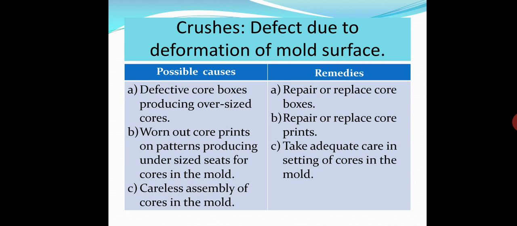Next is crosses. Defect due to deformation of mold surface. Defective core boxes producing oversized cores, or worn out core prints on patterns producing undersized seats for cores in the mold, or careless assembly of cores in the mold. So crosses, defect due to deformation of mold surface, basically occurs due to defective core box or core print or assembly of core in the mold. So to avoid this, we have to watch the core box. Repair or replace core boxes if it is defective. Repair or replace core prints of the pattern. Take adequate care in setting of cores in the mold.